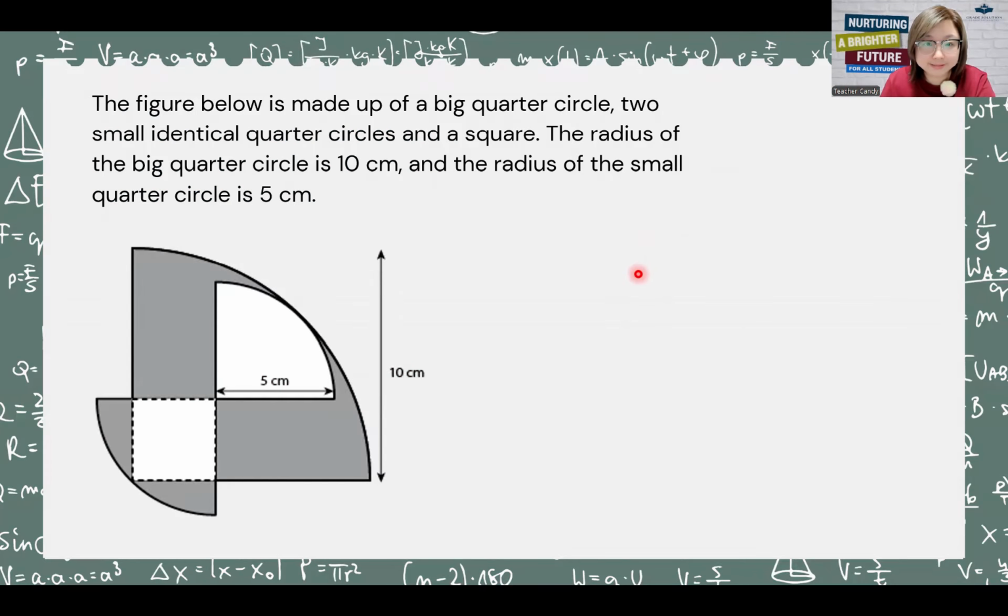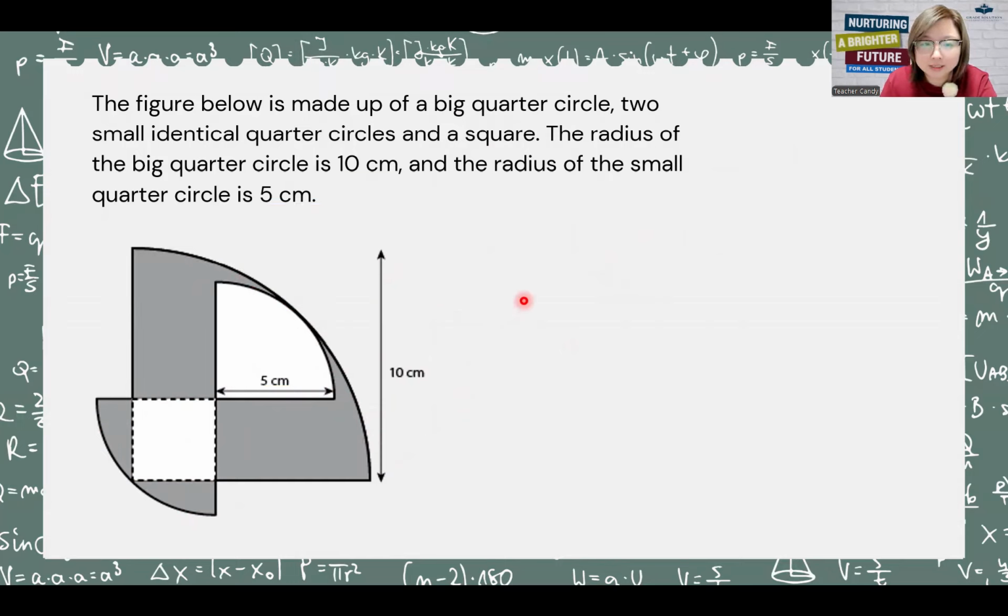Alright, let's take a look at this question over here. Now the figure below is made out of a big quarter circle, two small identical quarter circles shown over here, and a square. Now the radius of the big quarter circle is 10 centimeter. So this is the radius. And the radius of the small quarter circle is 5 centimeter. Notice this small quarter circle is the same as this small quarter circle. Very important thing to take note for the question later.